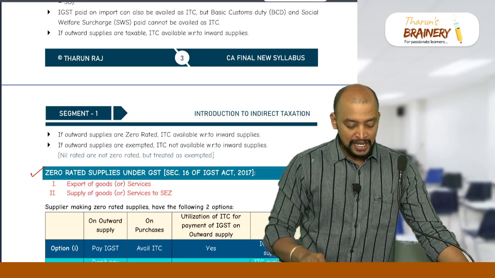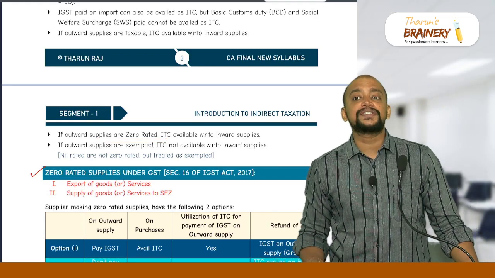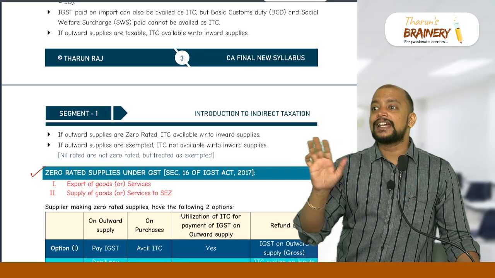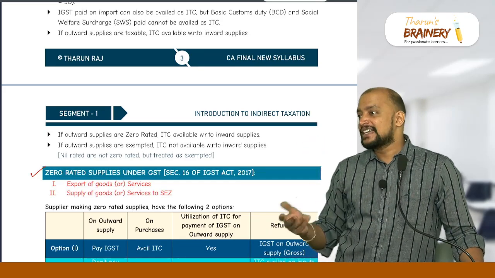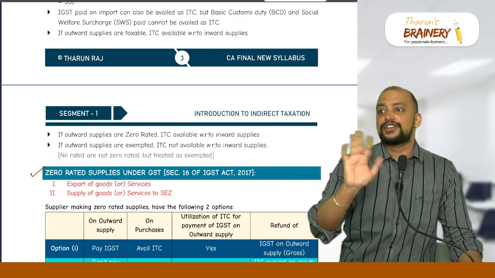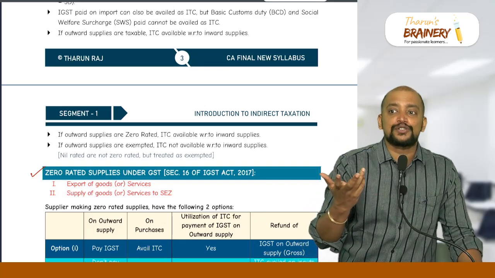Okay. Then, what if the outward supply is zero rated? What is the meaning of zero rated supplies? Don't literally interpret. Not the rate is zero, that is not zero rated. So it appears that zero rated means rate is zero. Wrong, that is not zero rated. The burden of GST becomes zero, that is called as zero rated.